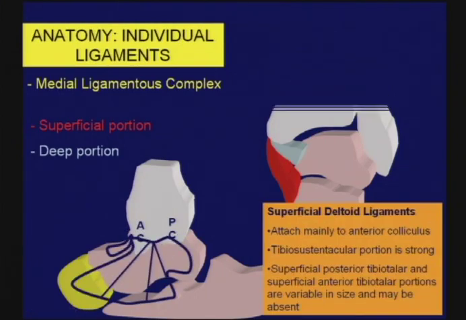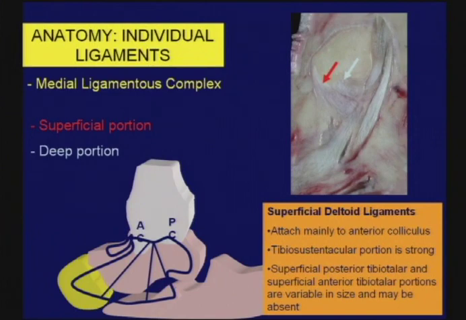Most authors would agree that the superficial portion of the deltoid ligament complex is very wide, is attached mainly to the anterior colliculus, and spans a distance with fibers that go as far anteriorly as the navicular bone, perhaps going to the talus, to the spring ligament, to the sustentaculum tali. That is a long, broad ligament. And most people would agree with this. So superficial, more anterior on the medial malleolus, deep, more posterior on the medial malleolus.